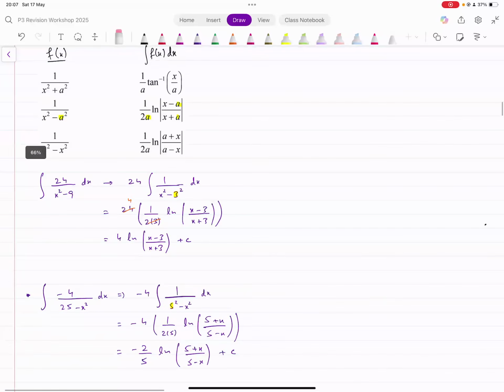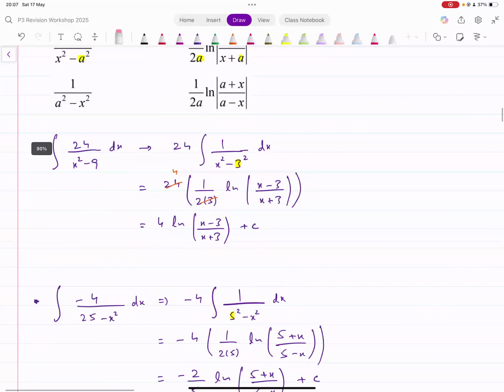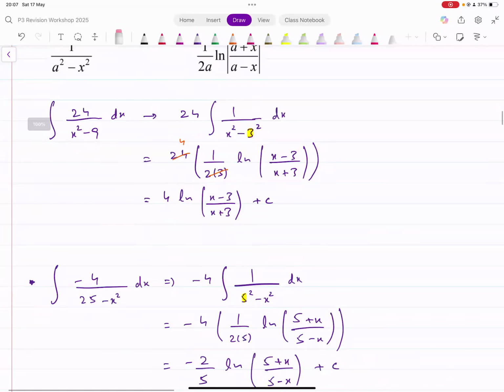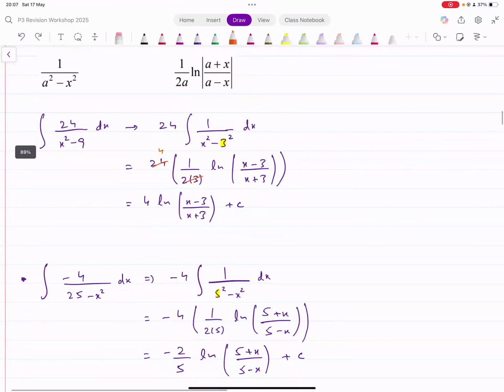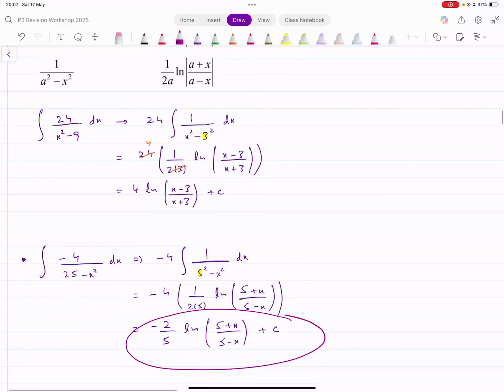Similarly, if you had 25 minus x squared in the denominator like this, for instance. Now this is the last form that's given, constant minus x squared. We could use this rule here as well. We could write minus 4 outside, and then inside we have 1 over 5 squared minus x squared, and it becomes exactly this form, which can be integrated using this rule directly, and we get this result from that.